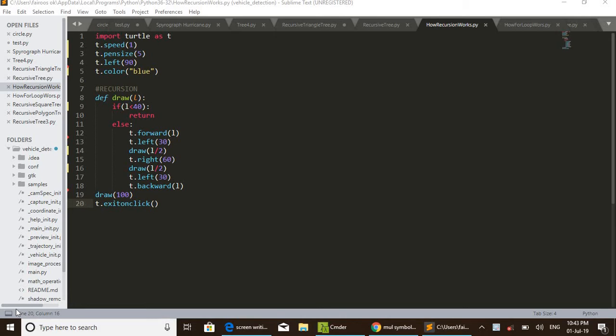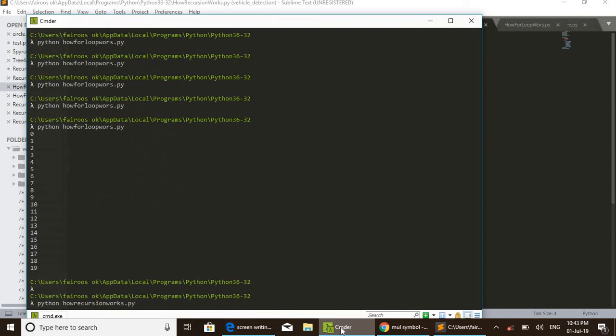By using this code, I am going to explain about recursion. Actually, this is a Python code, and also here I am using turtle graphics. I will show you how this procedure is working with turtle graphics, and simply I will explain about recursion. First I am executing the code, then we can see how this code is working.